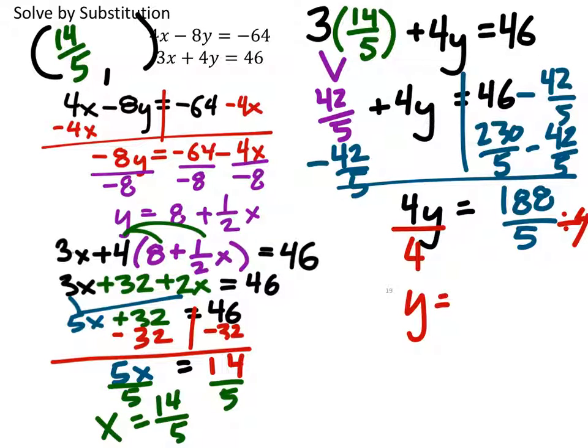Y equals 47/5. That's what I got. So that's my y value at 47/5. I would definitely recommend using a calculator to check this. But when I did it, it worked.